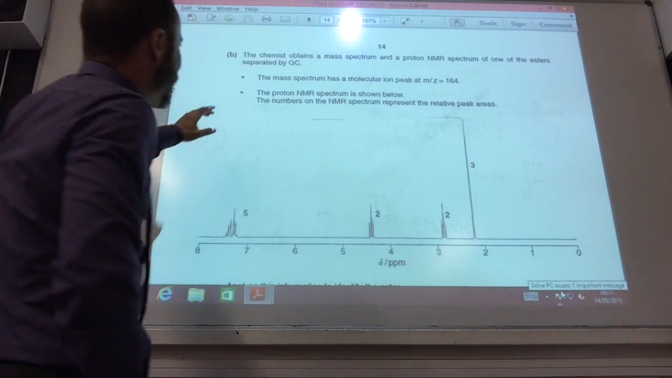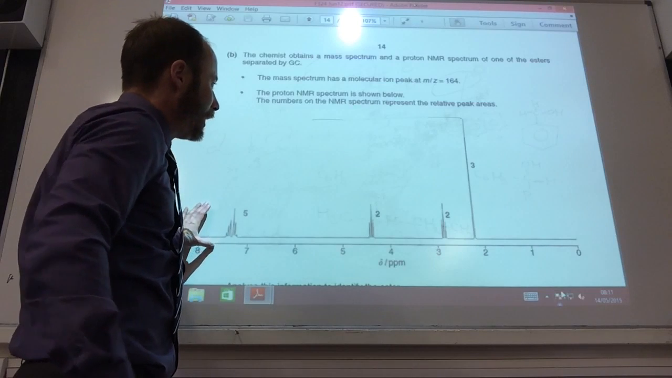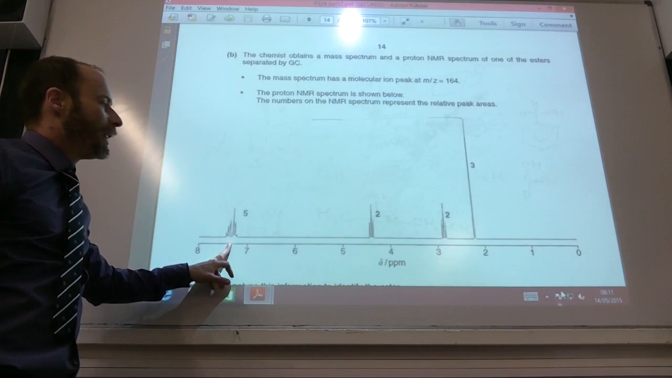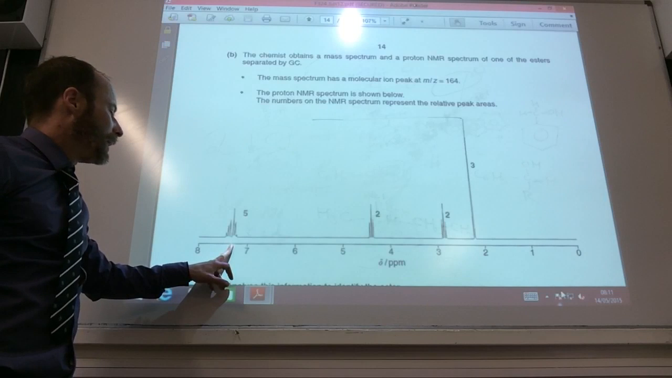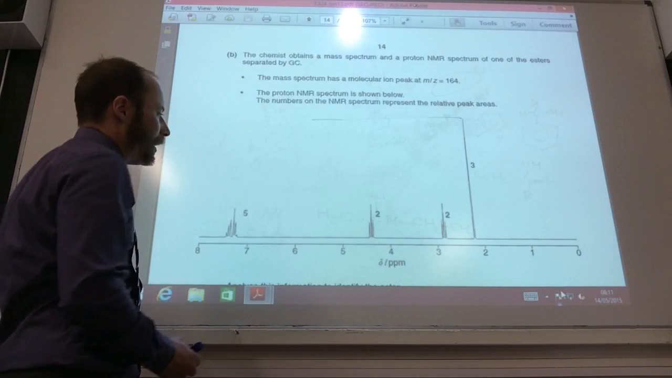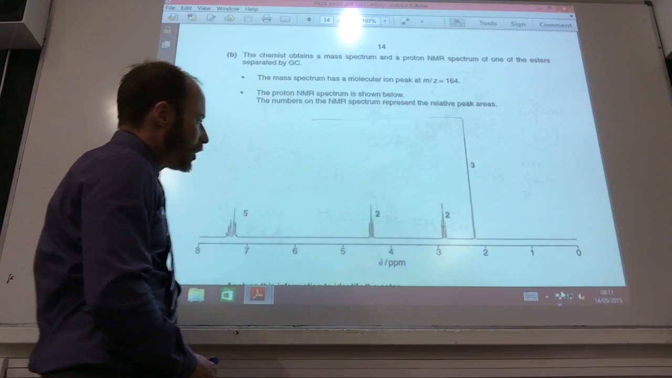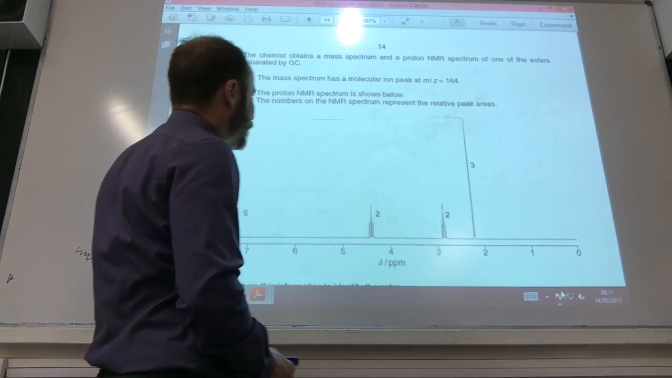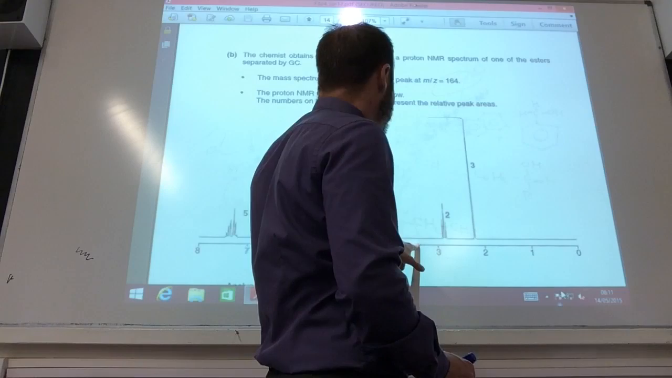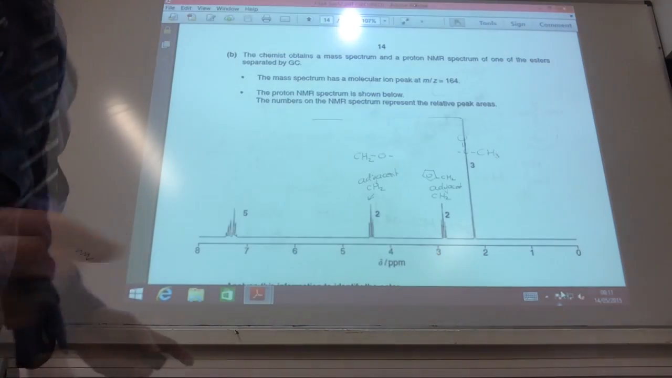I've been told what the molecular ion peak is, 164, and I've been given a hydrogen NMR spectrum here. Obviously, that is telling me I've got a benzene ring, mono-substituted, because it has an intensity of 5 there. So I'm going to have that group there. It's also told me I've got an ester group. I now need to work out the relative shifts there and there.